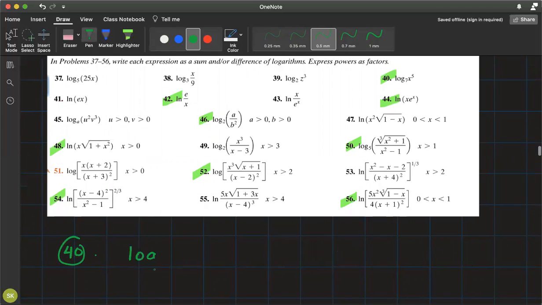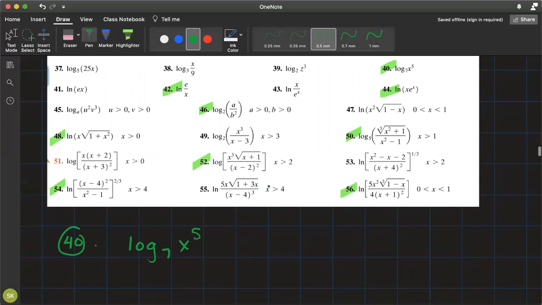It is log base 7 of x to the 5th. There's not a whole lot we can do with this problem. I'm going to show you actually 2 ways to think about this problem. The easy way is just to pull the 5 in the front. This is 5 log base 7 of x.